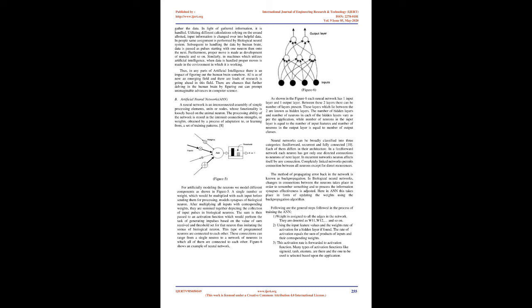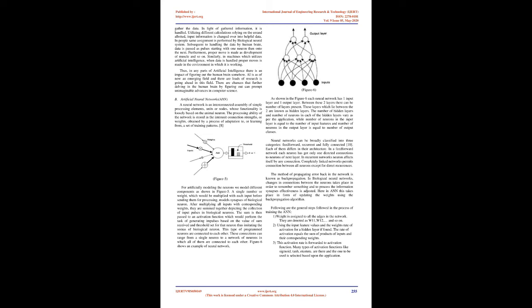somehow. AI is currently an emerging field and there is a lot of research going on in this field. There are chances that further delving into the human brain by understanding it can lead to unimaginable advances in computer science. B. Artificial neural networks, ANN.